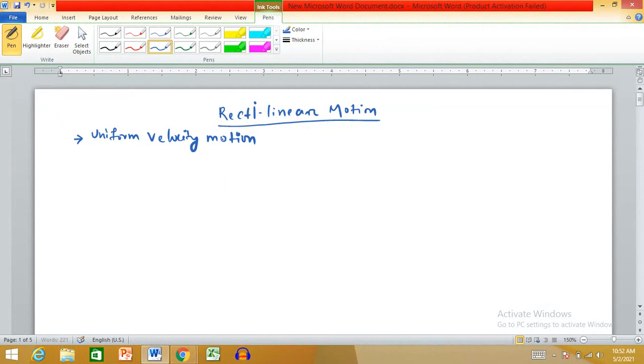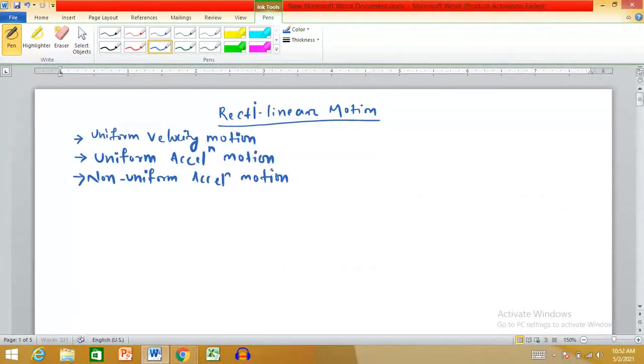I will tell a few basics. After that, I will solve numericals. Uniform velocity motion, then uniform acceleration motion. In short, I'm writing acceleration like that. Then non-uniform acceleration motion. So we will solve problems on these two.